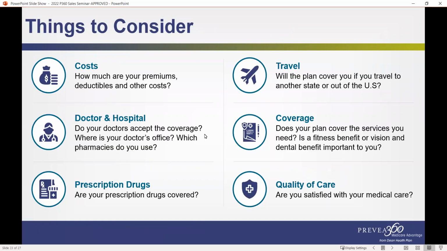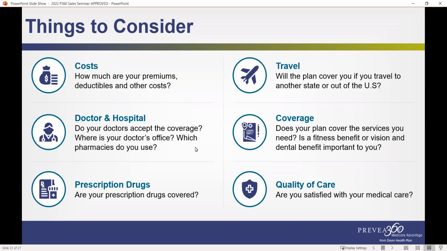So, things to consider when you're looking at plans. Cost is obviously very important. Doctors and hospitals: you want to make sure the doctors that you want to see and the hospitals you want to use are covered by the plans. You want to make sure the prescription drugs you're taking are covered and how they're covered. If you plan to travel, you want to make sure that the plan will cover you when you travel both in and outside of the US.